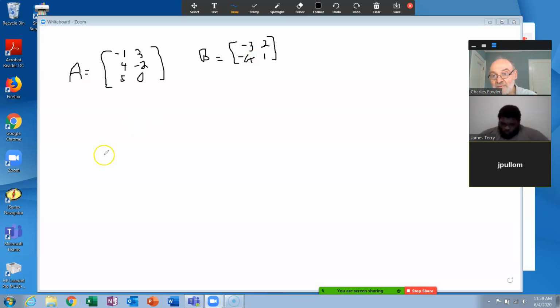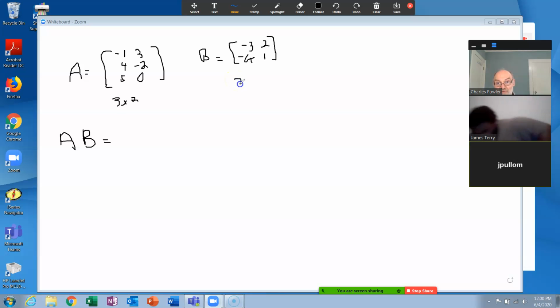Now here's the question. Can you multiply these two matrices, A times B? That's the question. Here's how I go about answering it. I write down the size of each matrix. What is the size of A? Is it 3 by 2? 3 by 2. You're absolutely right. Write it down. I do anyway. You don't have to. You can do it in your head. What's the size of B? 2 by 2. It's a 2 by 2.